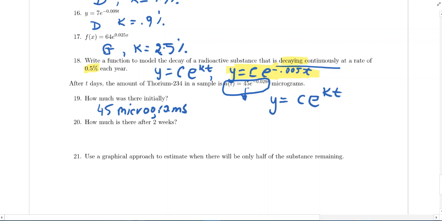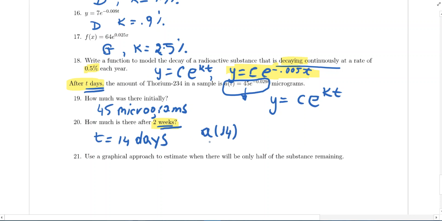How much is there after 2 weeks? Well, after 2 weeks, what is t? Well, you have to be careful here. It says after t days, and they're asking how much is there after 2 weeks. So what is t in here? After 2 weeks, t means it's 14 days, because t is measured in days, not in weeks. So basically, I just need to plug in the amount after 14.